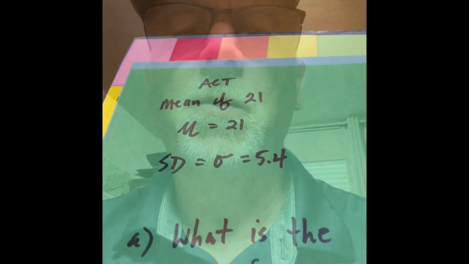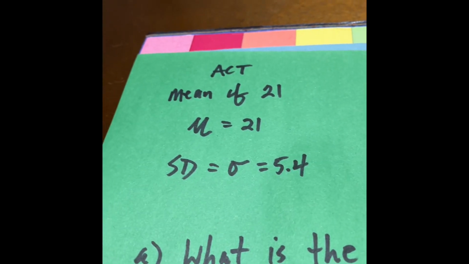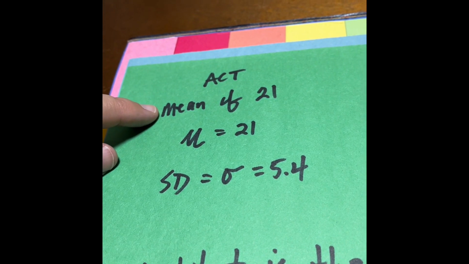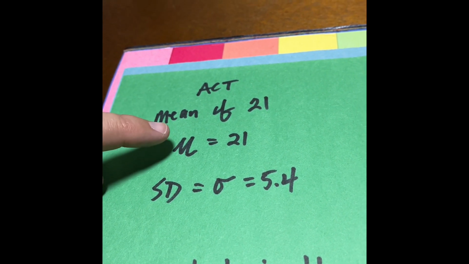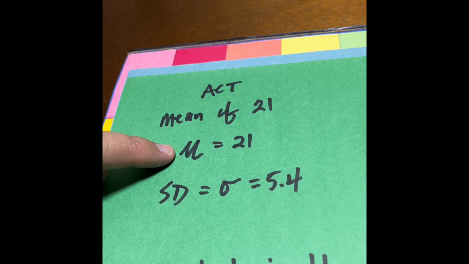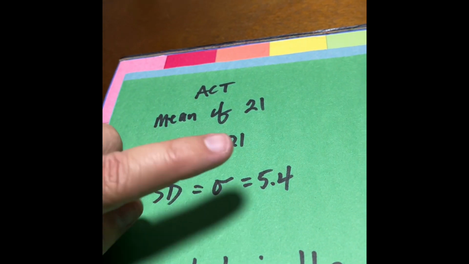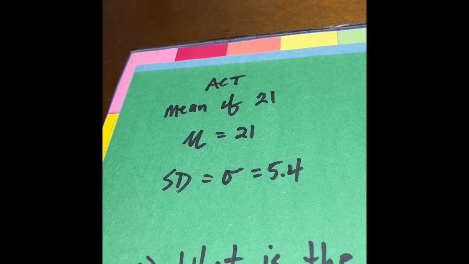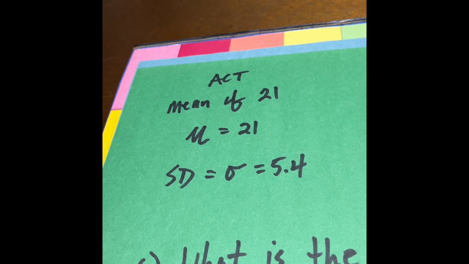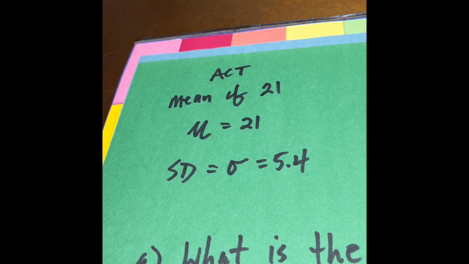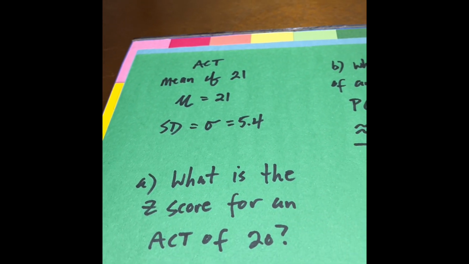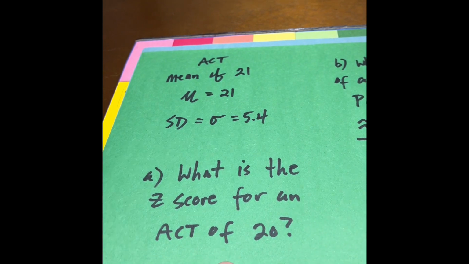Let's go. Let's consider this problem. So let's talk about ACT scores. Let's suppose that the mean is 21. So mu is 21. The standard deviation, sigma, is 5.4. So the average score on the test is 21, and the average amount each score differs from that mean is about 5.4. So the first question is, what is the z-score for an ACT of 20?